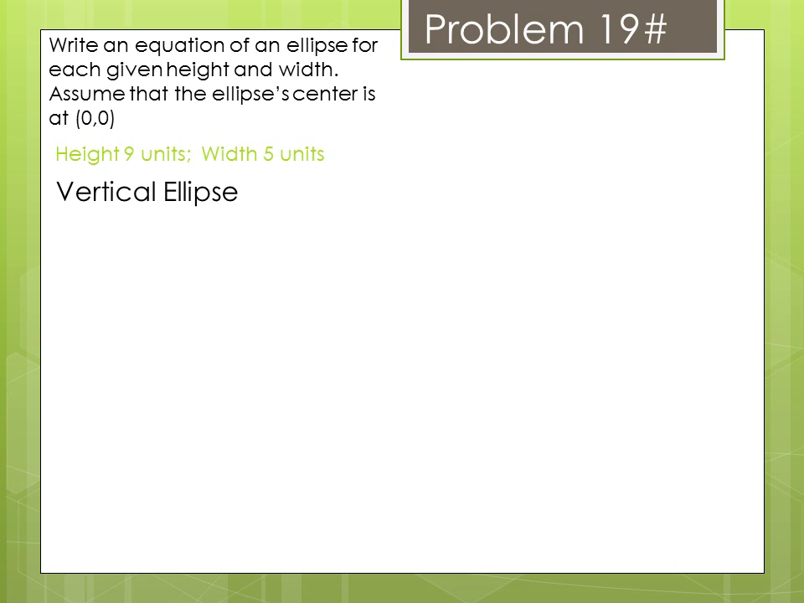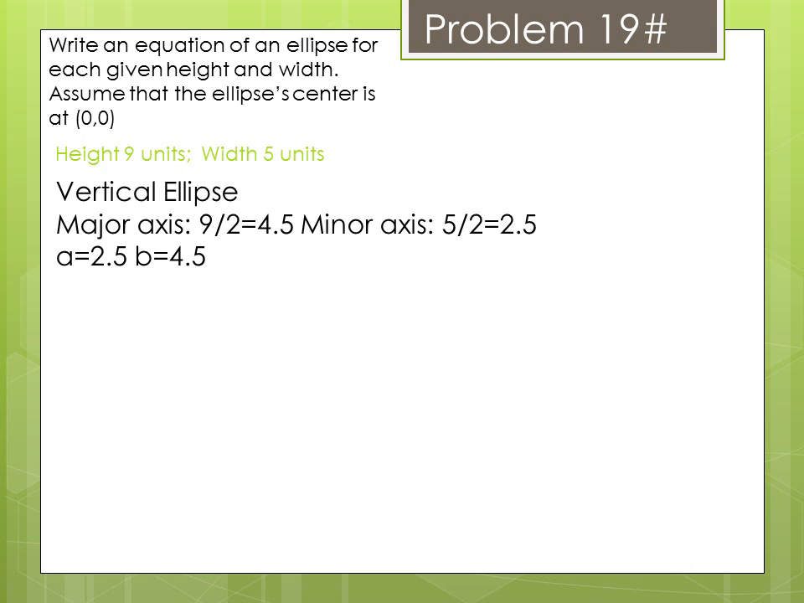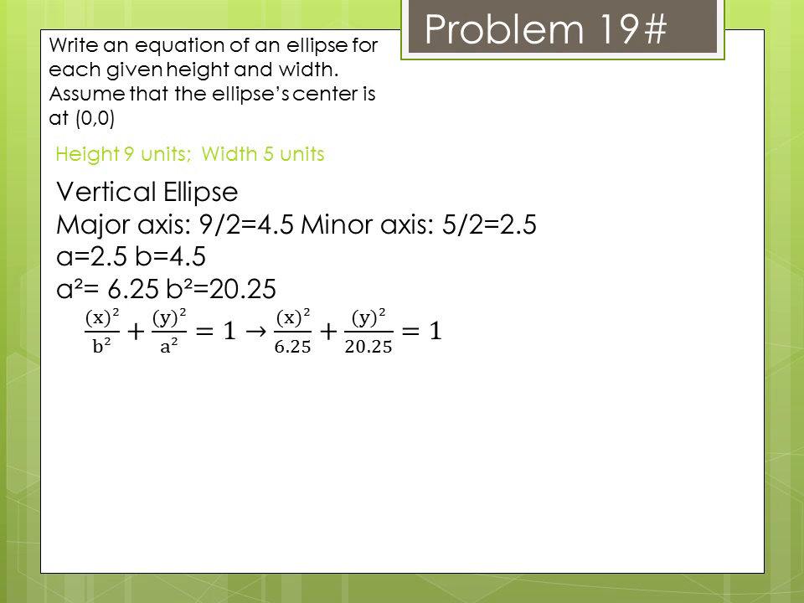Here the height is going to be 9 units and the width 5 units, meaning it's a vertical ellipse. And our major axis is going to be 9, and the minor axis is going to be 5, and all we do now is divide it by 2, giving us 4.5 and 2.5. This means that a is equal to 2.5 and b is equal to 4.5. a² is then equal to 6.25, and b² is equal to 20.25. Here's again the equation for an ellipse, and all we do again is plug that in.